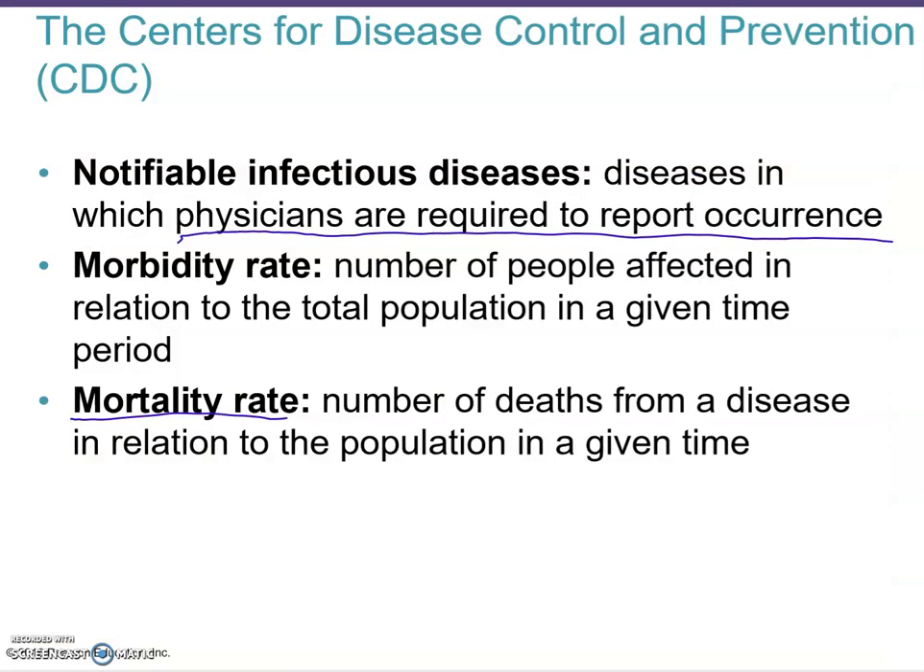So the Center for Disease Control and Prevention, they get a report of all reportable diseases. There's a long list of notifiable infectious diseases or reportable diseases, and the physicians are required to report any diagnosis that they've made of a reportable disease to the CDC. The morbidity rate would be the number of people affected in relation to the total population in a given time period. So it's basically the morbidity that we just talked about, except expressed as a rate, per total of the population. And same is true for the mortality rate. That would be the number of deaths from a disease in relation to the whole population in a given time period.